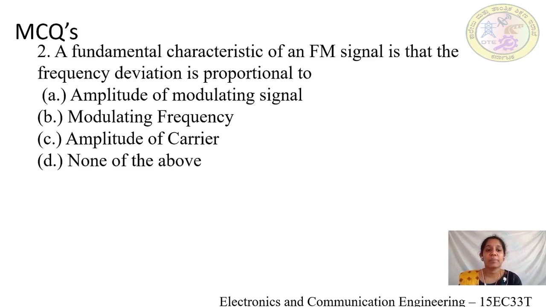Next is, a fundamental characteristic of an FM signal is that frequency deviation is proportional to option A, amplitude of the modulating signal, option B, modulating frequency, option C, amplitude of carrier, option D, none of the above. Amplitude of the modulating signal. Option A is the correct answer.